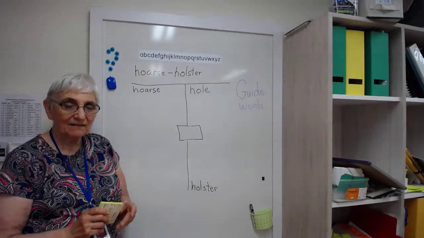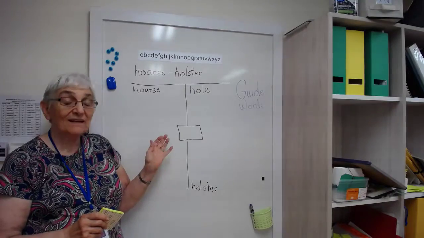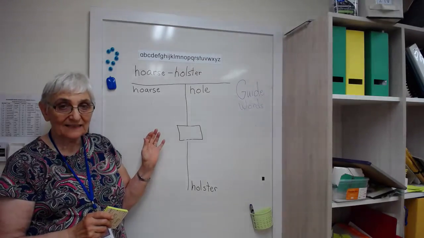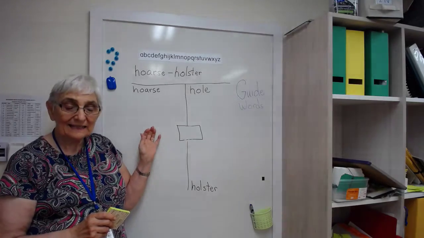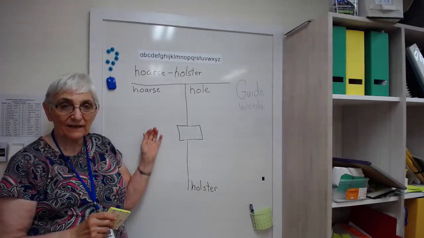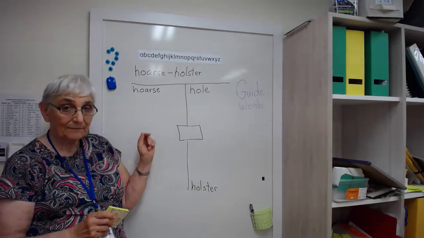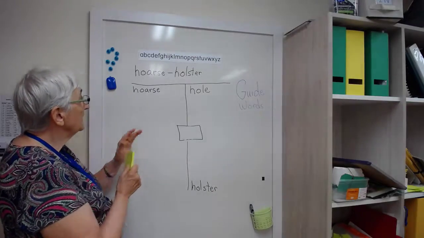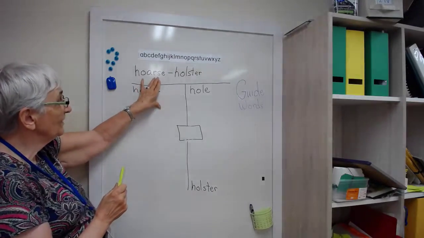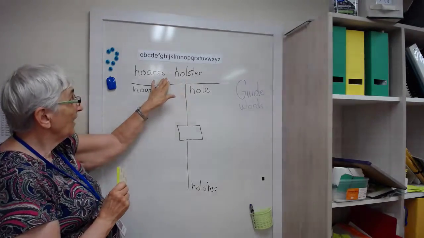Today we're going to be learning how to apply alphabetizing activities to finding a word in an index, a glossary, or in a dictionary. This is set up like a dictionary page, and the guide words that we use on a dictionary page, that's the term we use for this, are at the top.